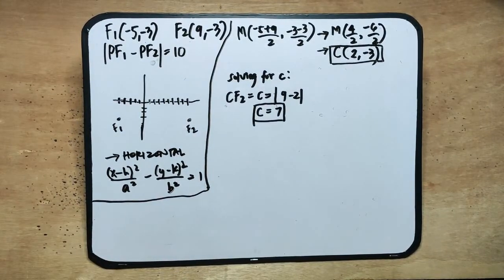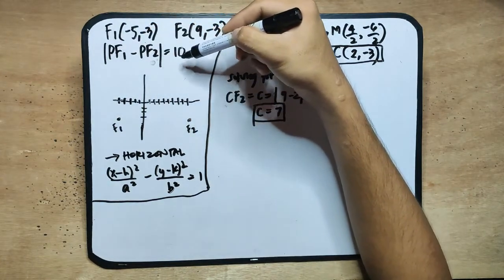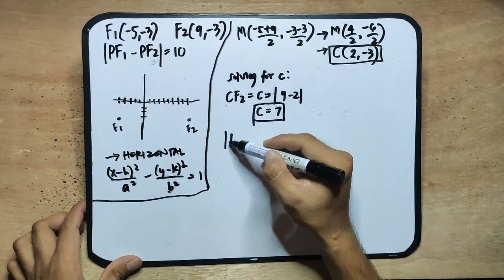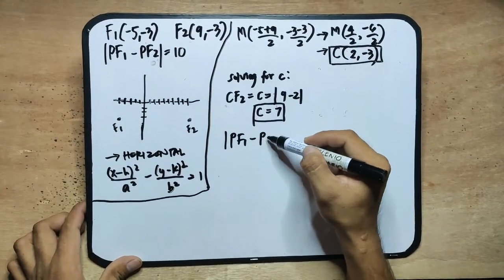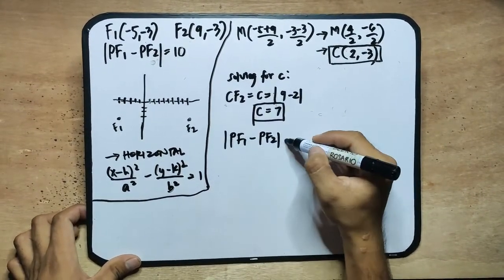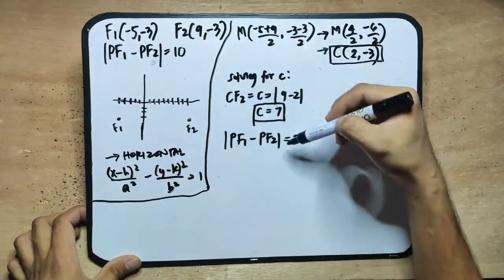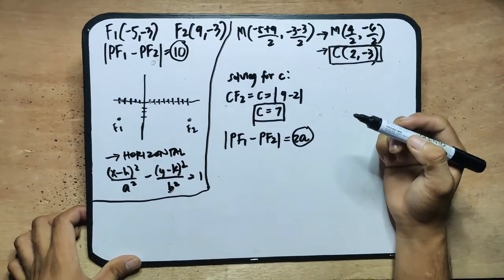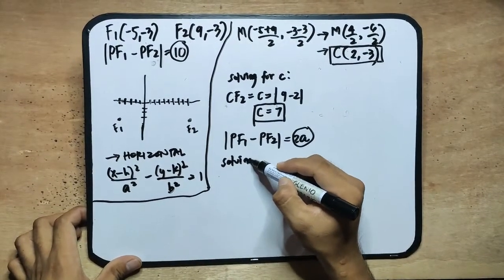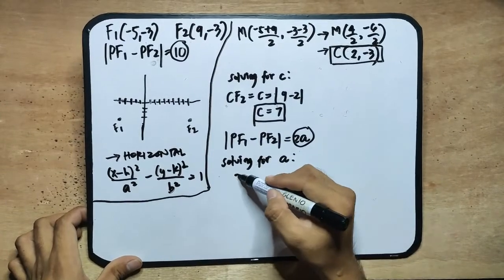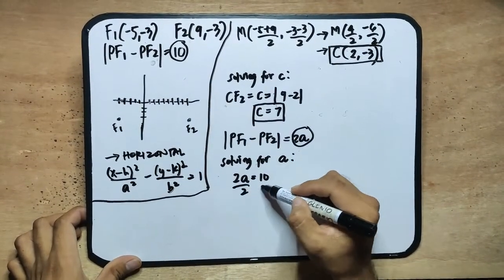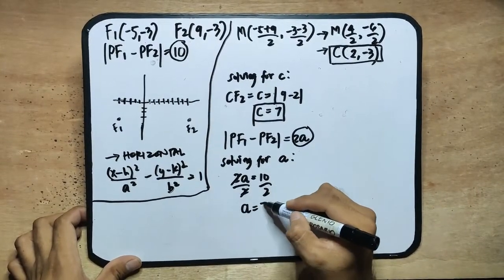How about A? Since given dito na for any point P, the absolute value of the distances from P to any of the foci, yung difference nila, absolute value ng difference nila ay 10, we can use the fact that the absolute value of PF sub 1 minus PF sub 2, the difference is always equivalent to 2A. Okay, since equal sila, we can equate 10 and 2A. Okay, so here, solving for A, we have 2A is equal to 10. Divide both sides by 2, so we have A is equal to 5.